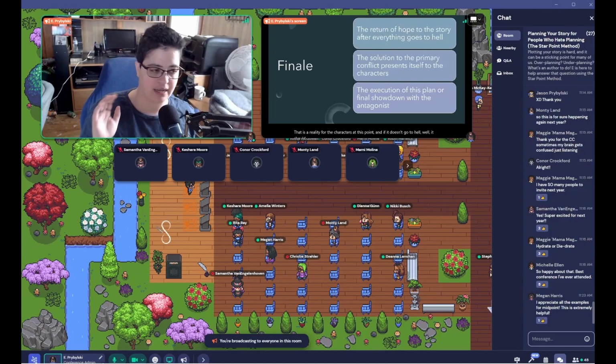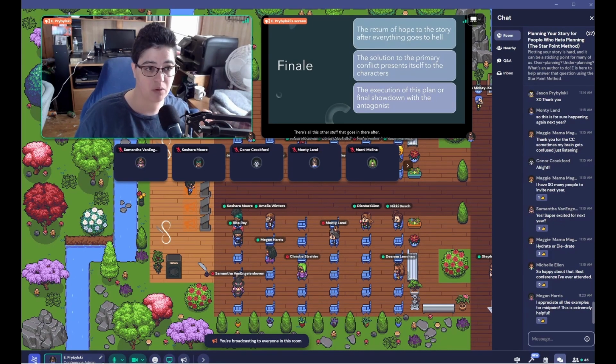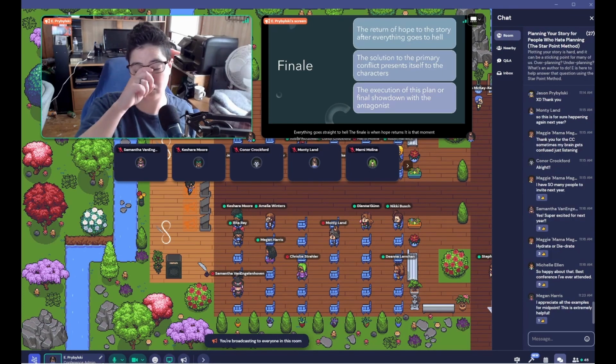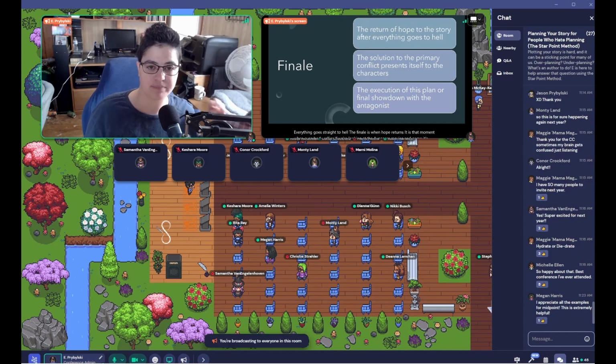Between the midpoint and the finale, you're going to have a lot of bad things happen. To use the beat sheet, there's the Dark Night of the Soul, and all this other stuff that goes in there. After everything goes straight to hell, the finale is when hope returns. It is that moment when everybody rallies. If we're looking at the Avengers movies, Endgame, it's that moment when all the portals start opening on the battlefield and all the characters come pouring through in the final confrontation with Thanos.